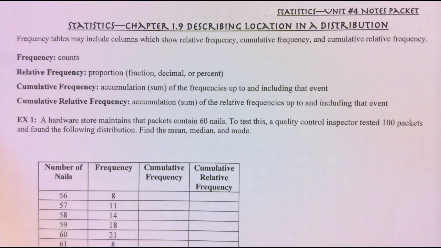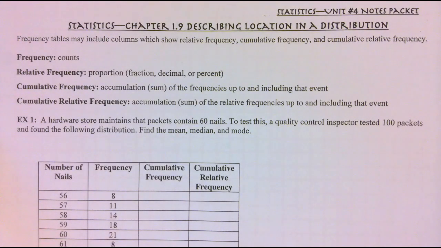All right, today we're looking at chapter 1.9, describing location in a distribution. So first we're looking at frequency tables. We have seen these before. They can include columns which show just a frequency or relative frequency. And then today we're going to show how you can show a column for cumulative frequency and cumulative relative frequency as well.